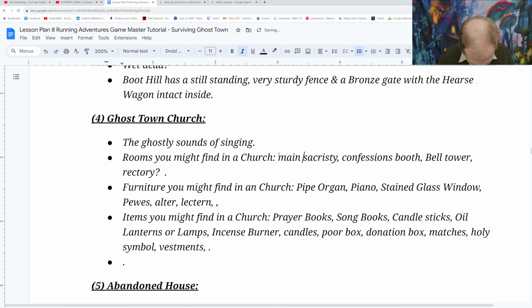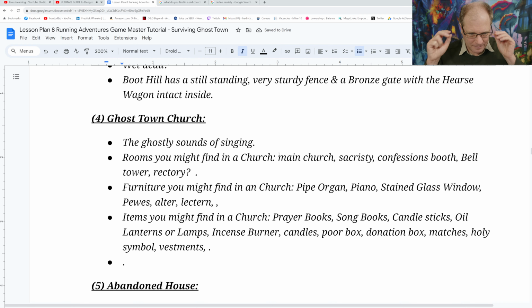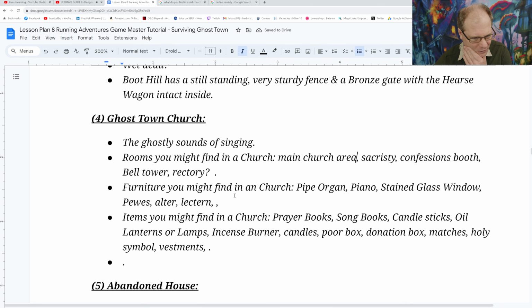Main church. I'm not sure what the main church area is called, so I'm just going to put main church. How's that? If somebody comes up with the actual name, you let me know, and I will write it in. Okay, so we've got that. We've got our furniture. I think you might even have a table. I think we'll put a table in here as well.